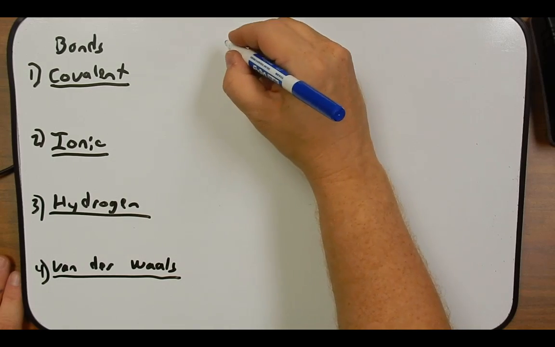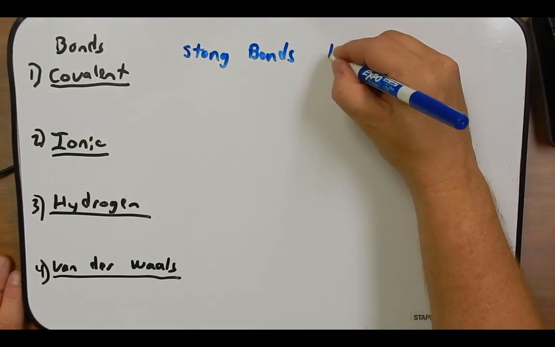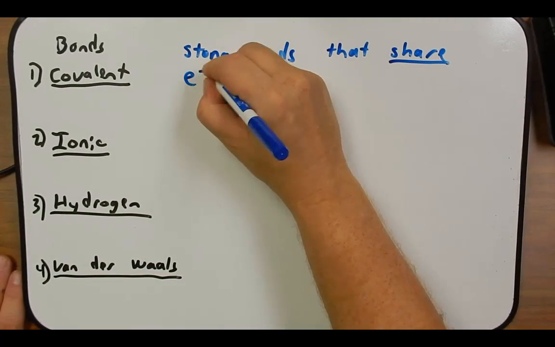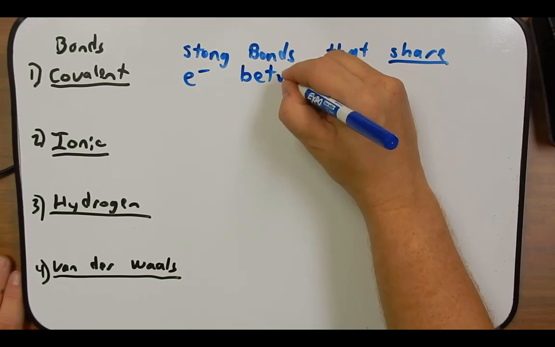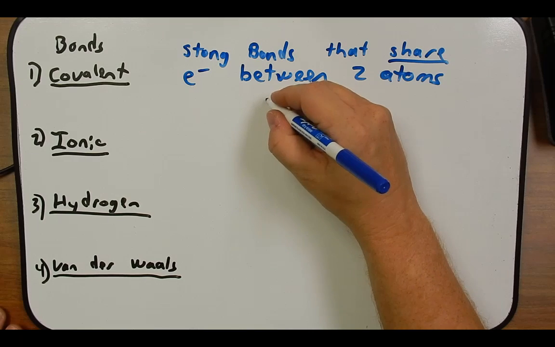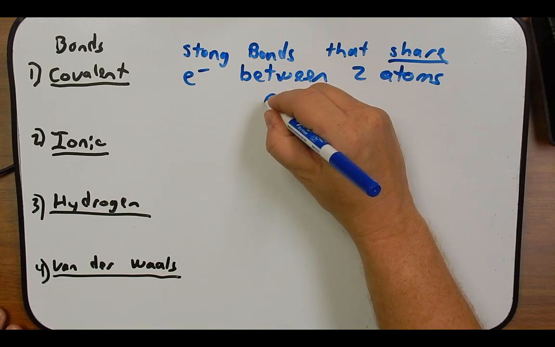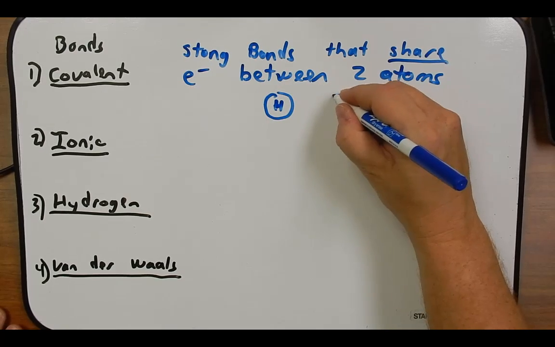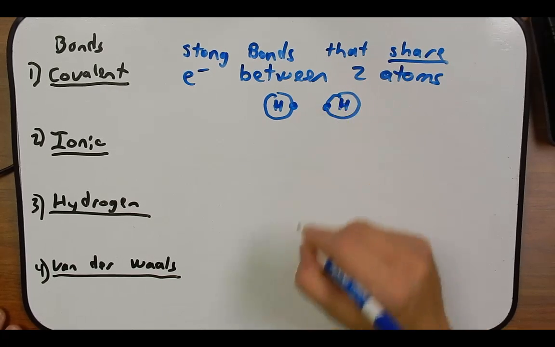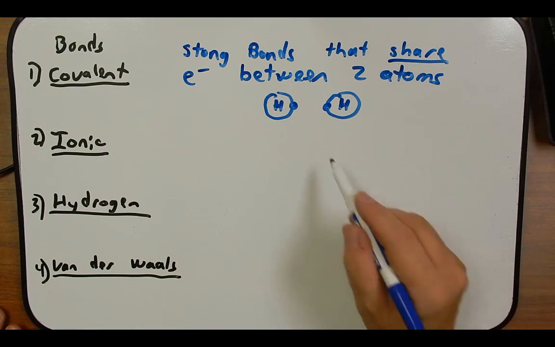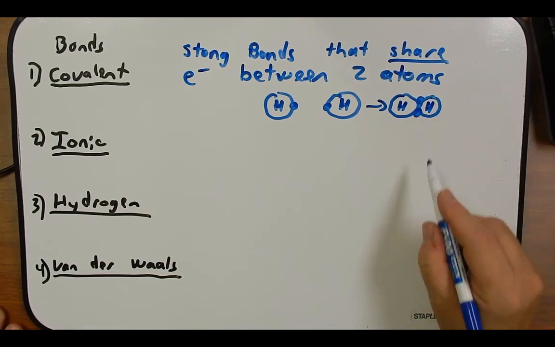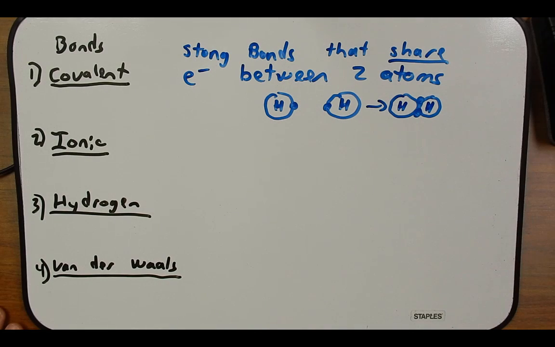Covalent bonds are strong bonds that share, and this is the key word, share electrons between two atoms. A good example of this, and it's a good example because it's easy to draw, is if we take hydrogen. Each hydrogen atom has one electron. The covalent bond would have these two electrons being shared. So they're sharing each other's electrons to form this covalent bond.